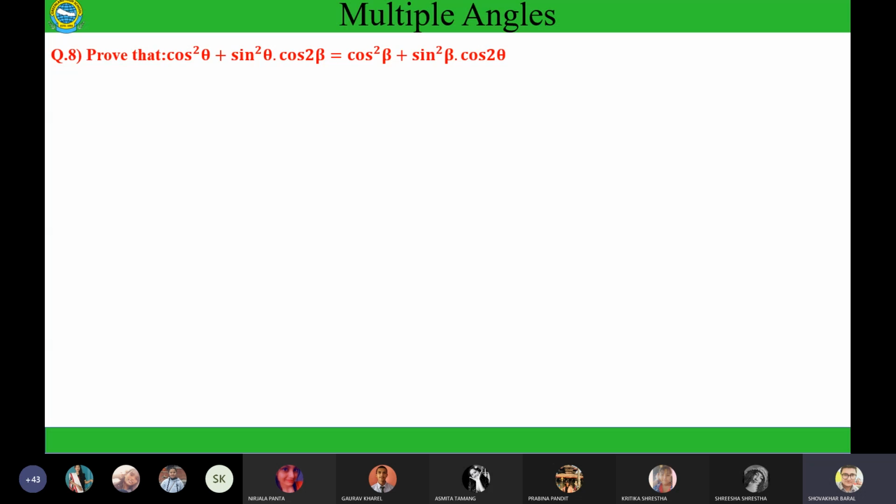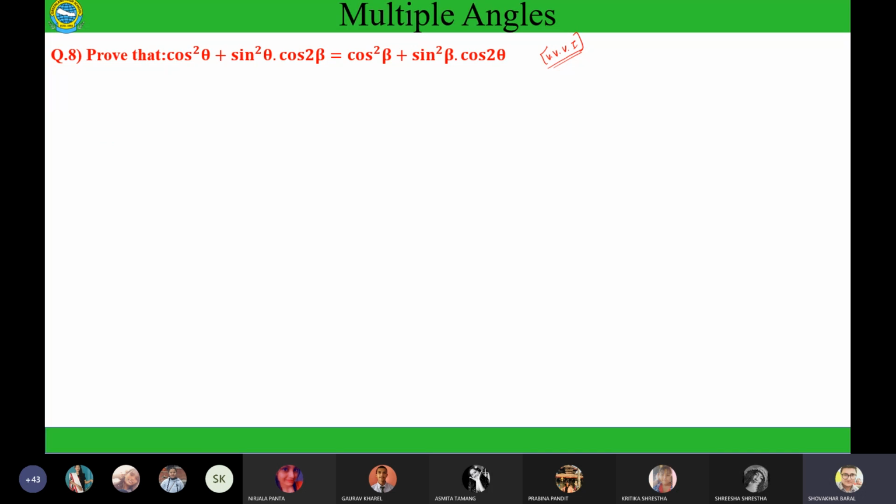Prove that cos square theta plus sin square theta into cos 2 beta is equal to cos square beta plus sin square beta into cos 2 theta. This is one of the very important questions, the most repeated question in the SEE examination, so I'll go through two ways to solve this question. Many people find this question a bit difficult, but let's do it using two methods. Whichever you find easier, use that one. Better you use the first method that I will discuss here. Let's see the question.